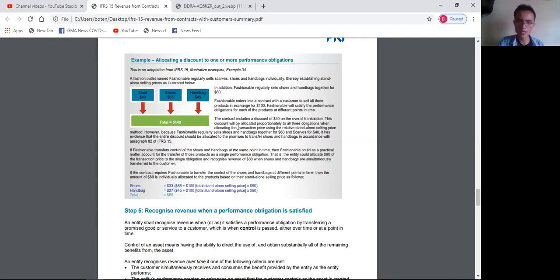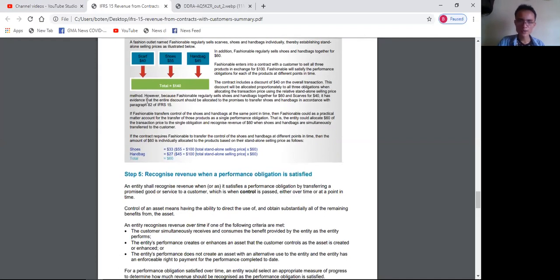Anyway, because Fashionable regularly sells shoes and handbags together for $60 and scarves for $40, it has evidence that the entire discount should be allocated to the promises to transfer shoes and handbags, in accordance with paragraph 82 of IFRS 15.